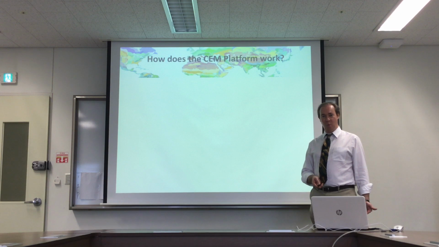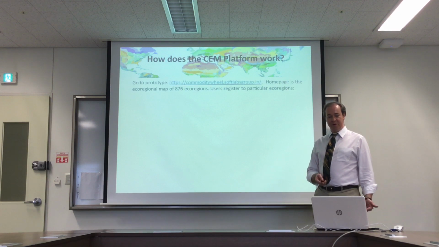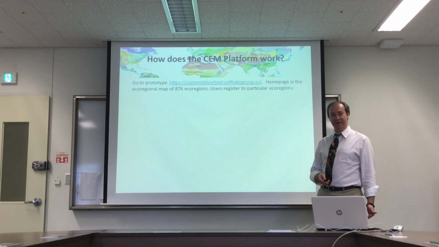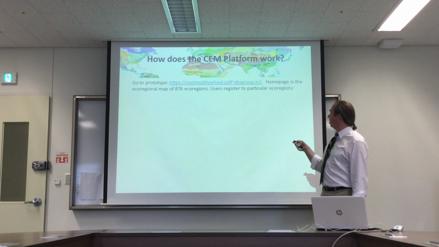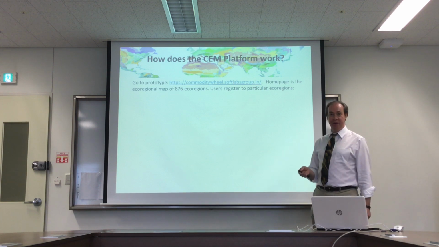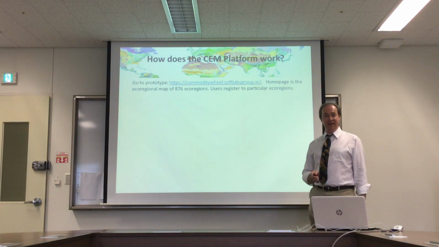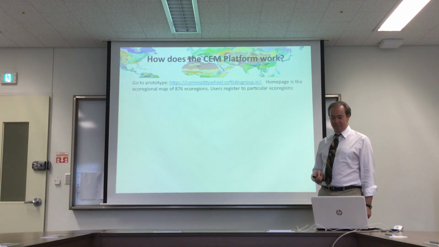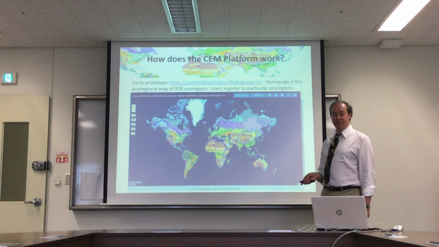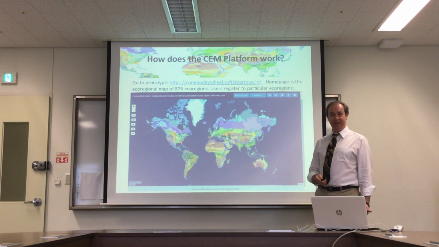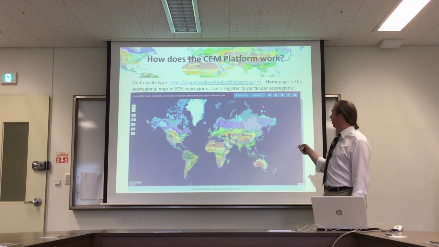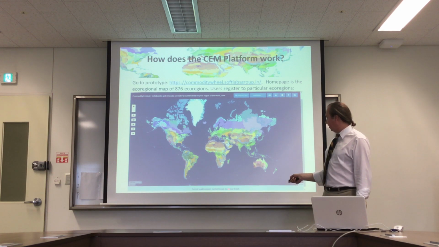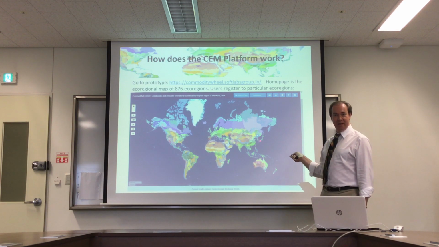How does the CEM platform work? First, you can go to the prototype. The prototype's already available online at commoditywheelsoftlabsgroup.in. The homepage is the ecoregional map of 876 ecoregions. And the users register to participate in particular ecoregions. I'm logged in right now as Mark Whitaker. And since I am in the Central Korean deciduous forests ecoregion, that is where it locates me on the map.